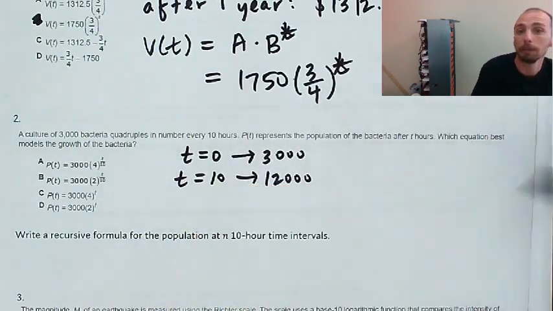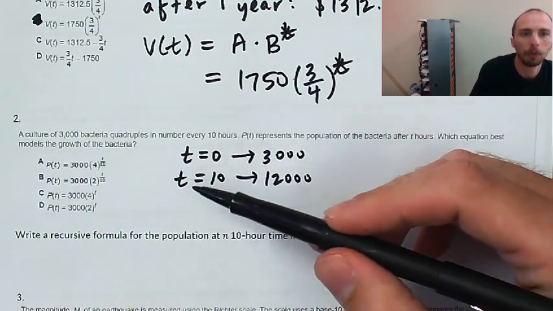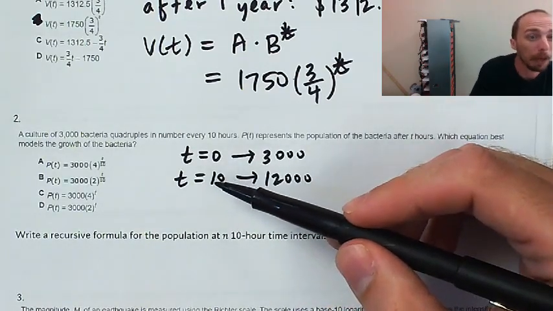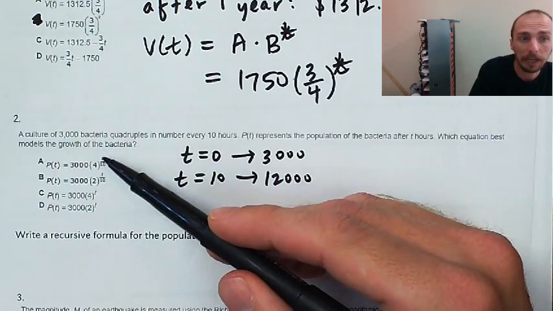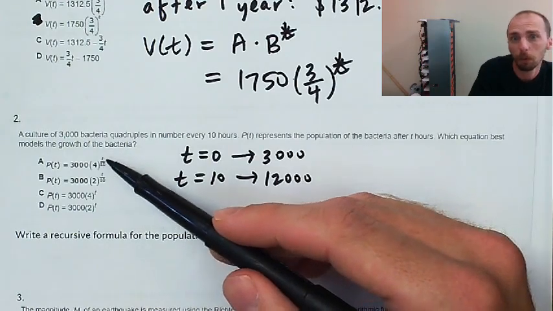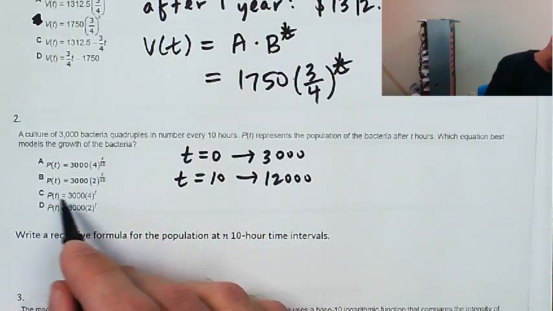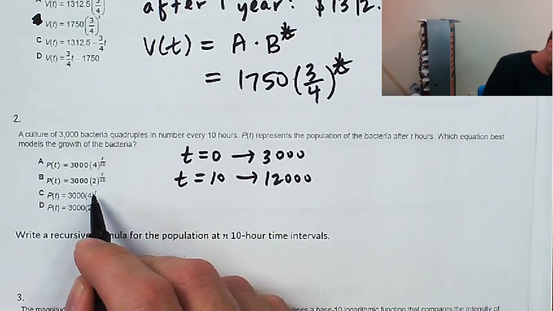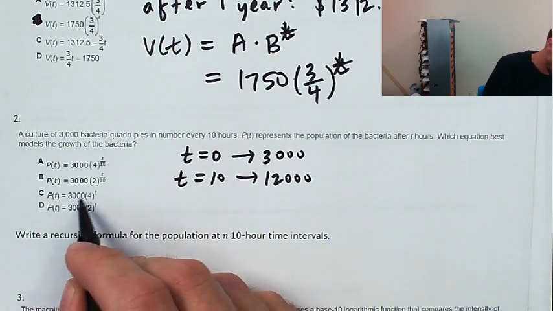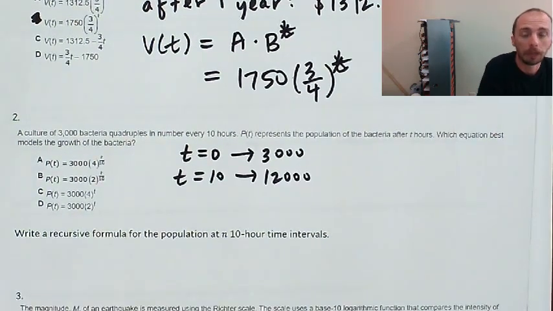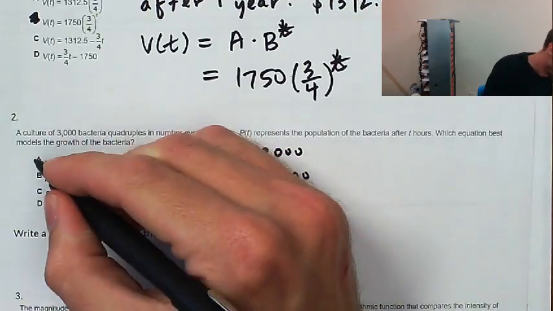I'm telling you, A is looking pretty appealing to me, because I know that when t equals 10, I need to only be multiplying by 4. And that would be happening if I had 4 to the 10 over 10, which is 4 to 1. So I'm thinking A, but you might be saying, well, why not C? If you plug in 10, that'd be 3,000 times 4 to the 10, which would be too many bacteria, too many to fit. And so it's going to be this one.